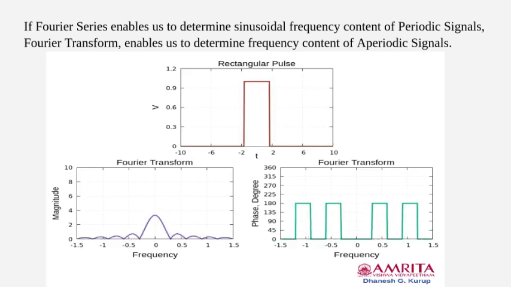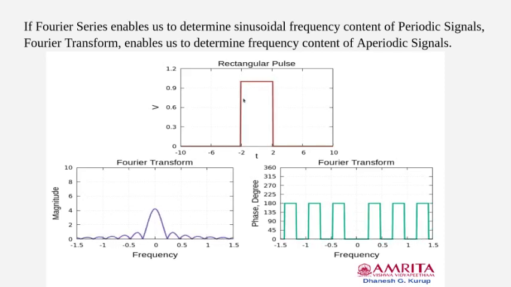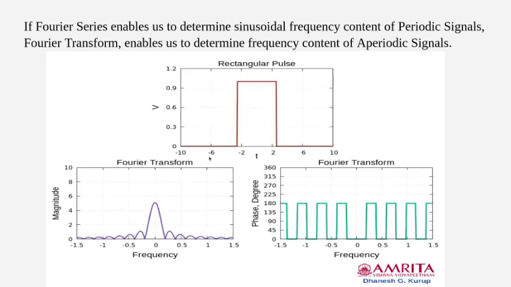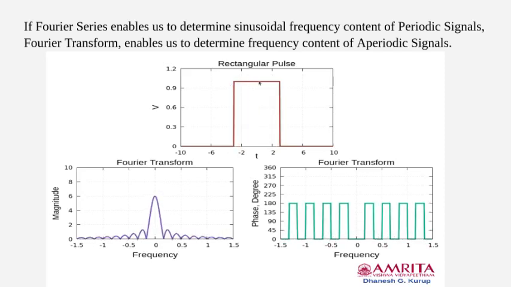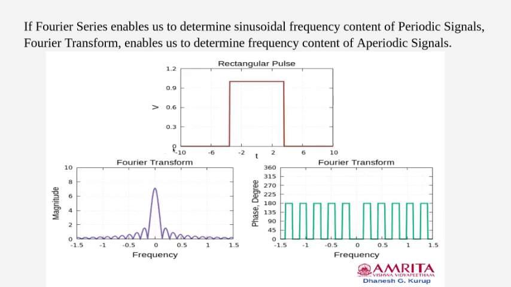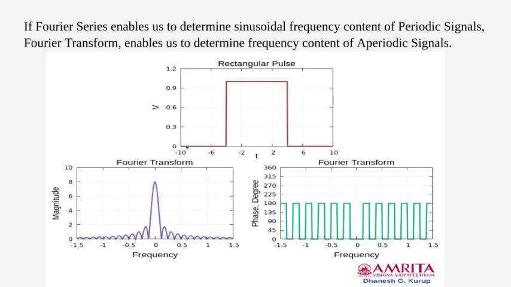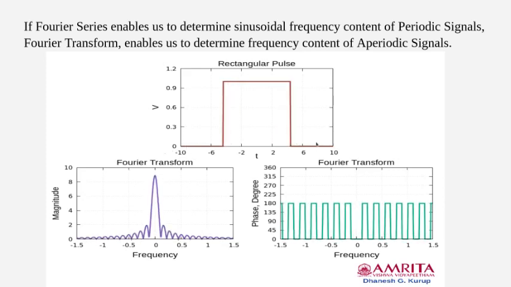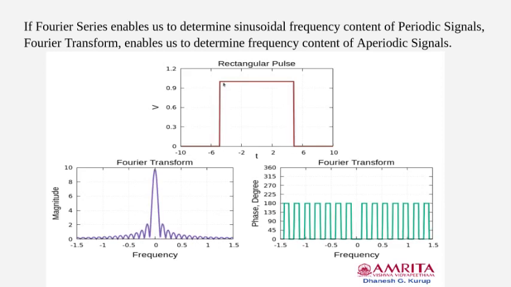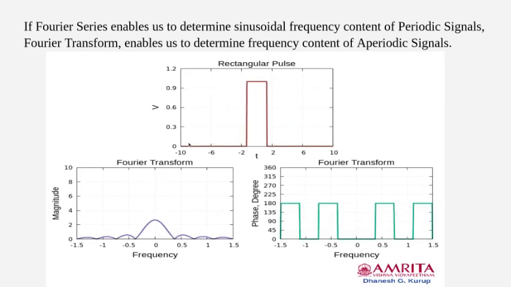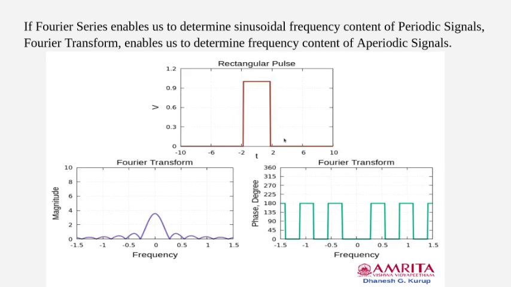Now this is an introduction to the Fourier transform. So what is the Fourier transform? It enables us to represent an aperiodic signal. An aperiodic signal means there is no periodicity. In this case it's a rectangular pulse. We are finding the Fourier transform of a rectangular pulse. What do you learn from this animation?